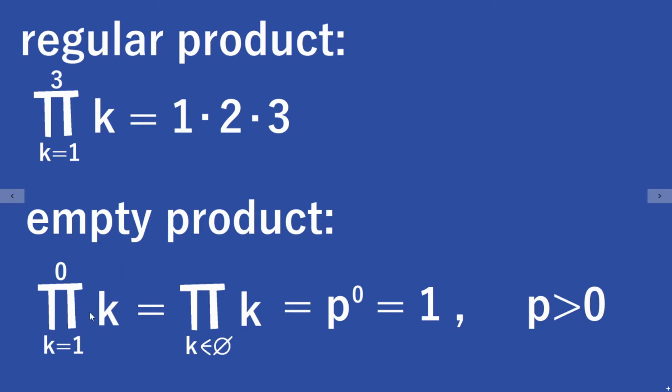So let's take a look at the following example. Here we start from k is equal to 1 and go to k is equal to 0. Clearly 1 is larger than 0 and therefore we have an empty product. So k is inside of the empty set. This equals p to the power of 0, which means there hasn't happened a single multiplication at all. And p to the power of 0 equals 1. This means that empty products result in 1.